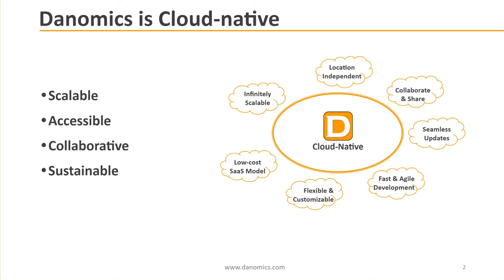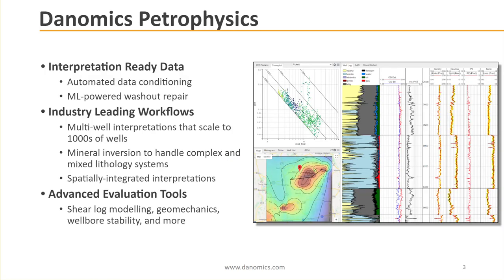So with respect to our product lines, we have three of them: Petrophysics, Decline Curve Analysis, and Geoscience. Petrophysics is really our flagship product, and there are three parts to the Petrophysics that I'd like to give you a little bit of insight to. The first is our interpretation-ready data. So when you're working at scale, it's really important to have your data available and ready to go as quickly as possible. And we often see this is where interpreters and companies lose weeks at the start of a project.